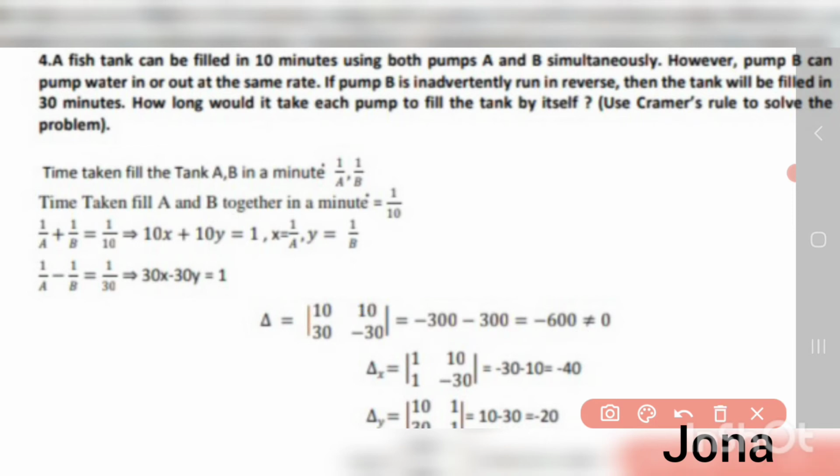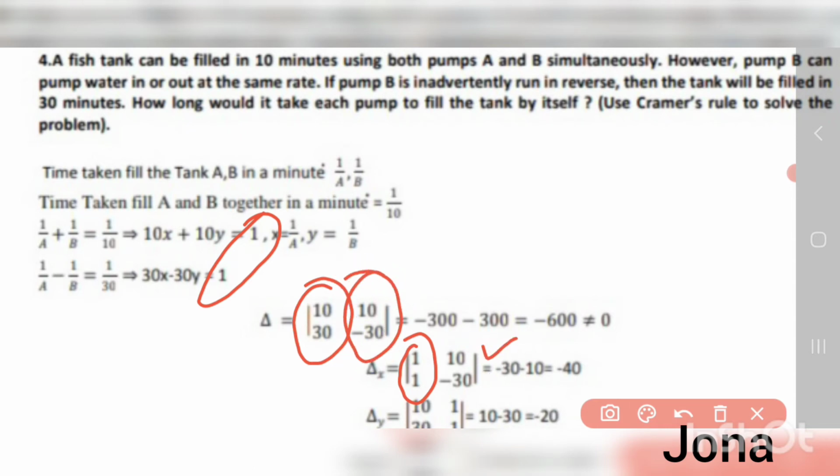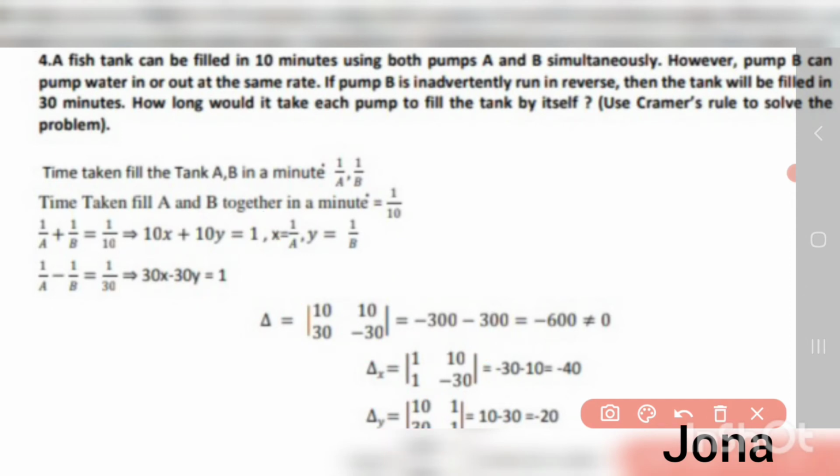Then we want to find the value of del x. In the place of the first column, I have to replace the constants. So instead of this 10 and 30, replace with the constants 1 and 1. Keep the remaining as it is: 10 and minus 30. Then cross multiply to find the determinant value. That is minus 30 minus 10, it's nothing but minus 40.